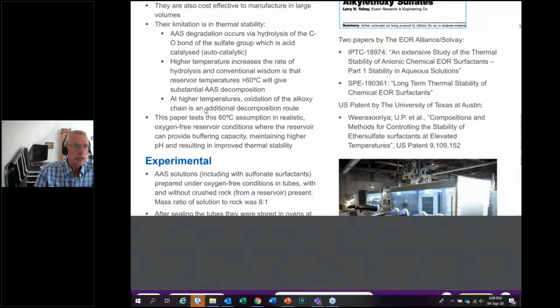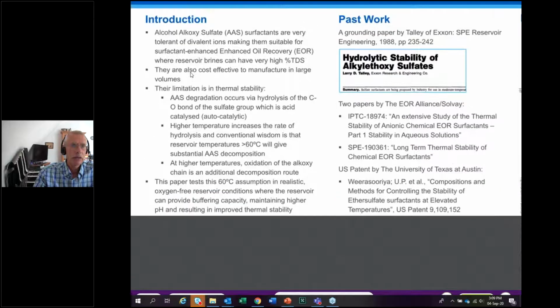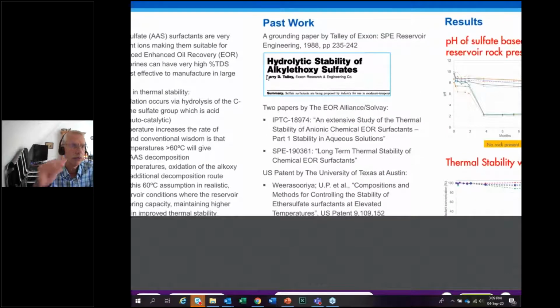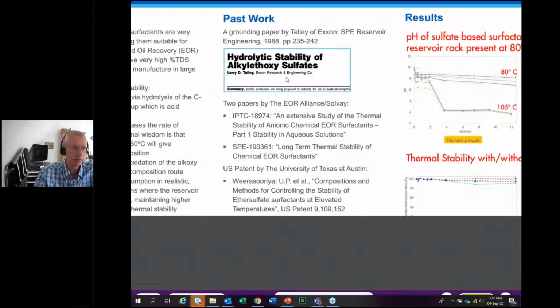The past work that we refer to in this paper is shown here in this part of the poster. There are several references we put in here, but the grounding paper dates back to 1988, which is by Larry Tarley from Exxon. That was quite a comprehensive and very systematic look at the stability of alcohol propoxy sulfates at different temperatures in the presence of different ions, different salts. And we've used that paper as a starting point for our work. There are some other references we've put in here as well, which you can refer to if you like.